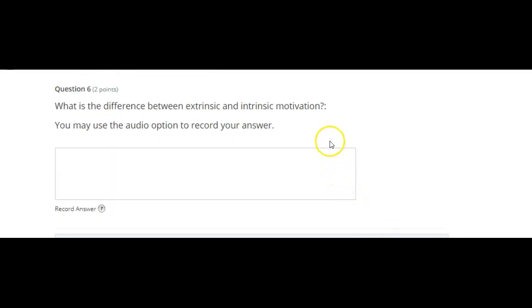And then, what is the difference between extrinsic and intrinsic motivation? You may use the audio option to record your answer.